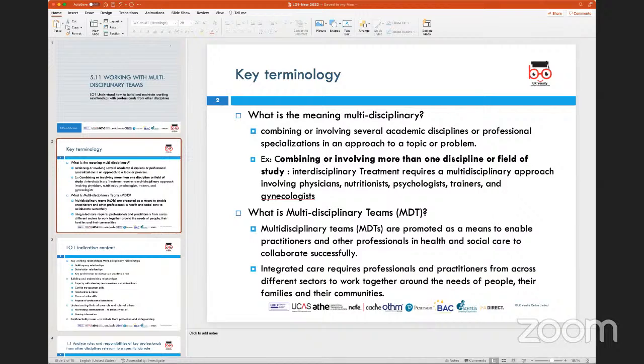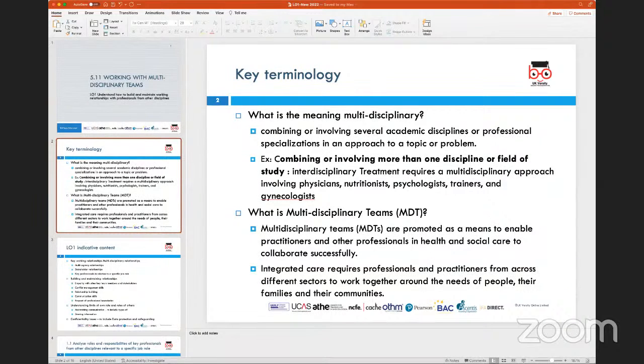So sometimes if we have to literally define the meaning of the word multidisciplinary, we would define it as a combination of several disciplines or specializations which could be used to approach a problem, solve a problem, or approach a topic.